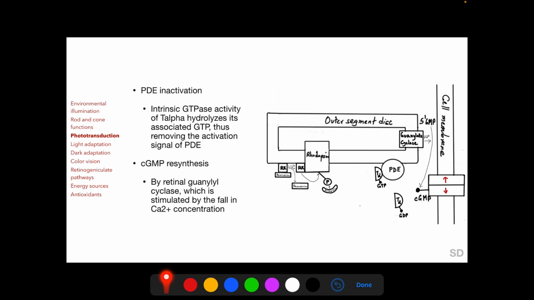Cyclic GMP resynthesis from 5-GMP is mediated by guanylate cyclase, and fall in calcium concentration due to closure of the CNG channel activates guanylate cyclase. So resynthesis of cyclic GMP and inactivation of cyclic GMP phosphodiesterase increases the intracellular concentration of cyclic GMP, which in turn opens the CNG channel, and inactivation of metarrhodopsin by rhodopsin kinase and arrestin restores the sensitivity of rhodopsin to photons.